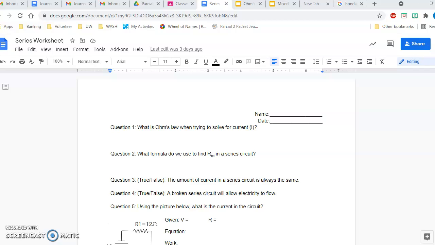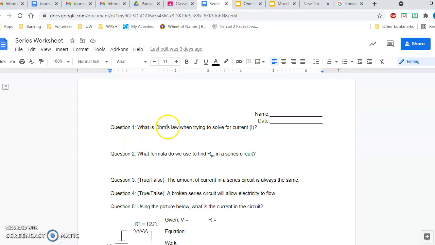We are going to be practicing how to solve a series circuit for its resistance, and then we're also going to be using that in our Ohm's law, which we've learned about last week. So our first couple of questions are just to get us to use the right formulas.